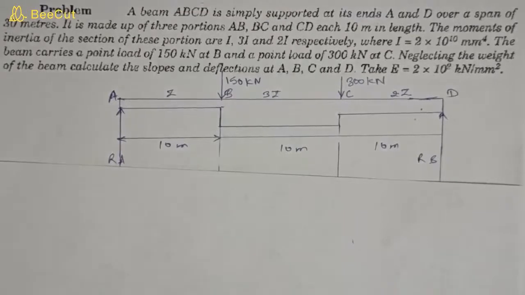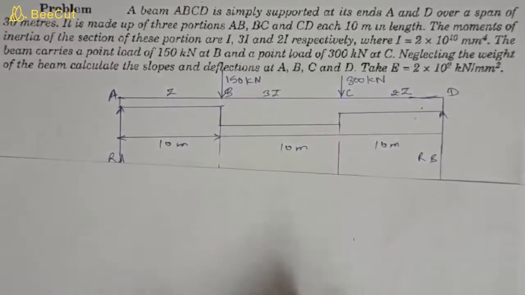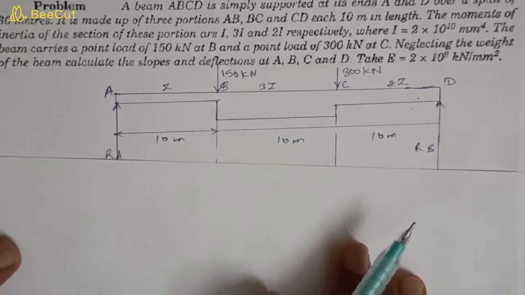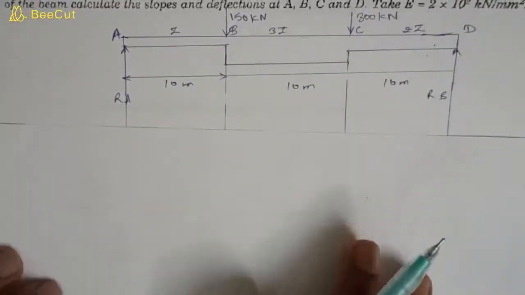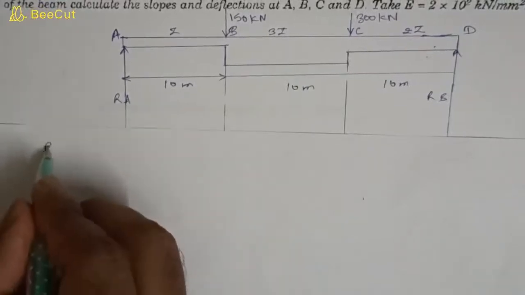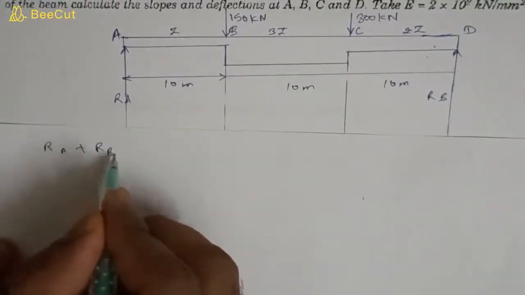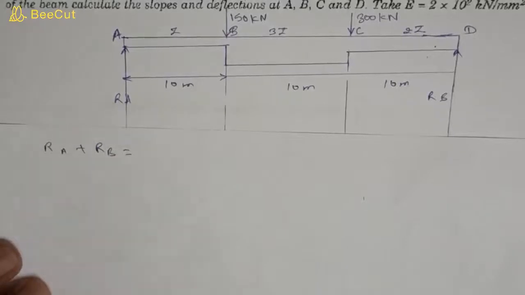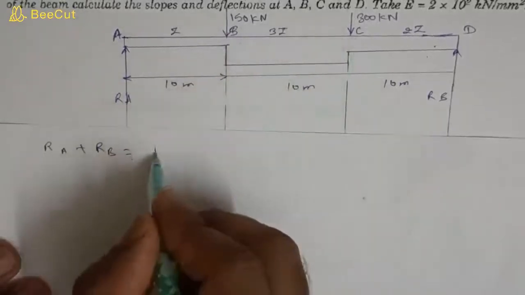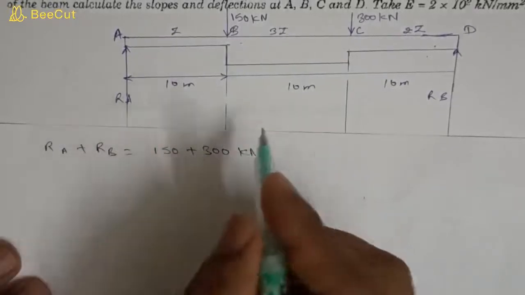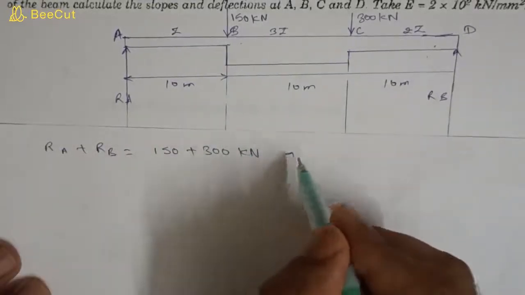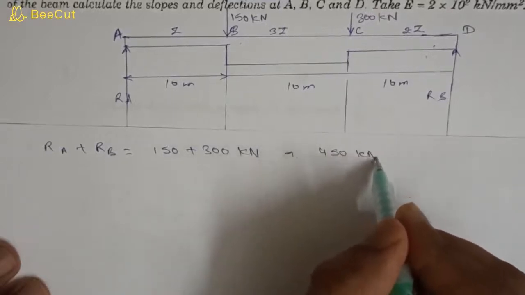So you know that to solve it with the conjugate beam method, first of all we have to draw the bending moment diagram of this beam. So let's find the reactions first. What will be the values of RA and RB? If we see this beam, then RA plus RB will be equal to 150 plus 300 kilonewton, because the sum of all the vertical forces should be 0. So it is 450 kilonewton.